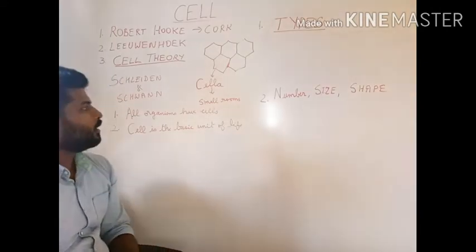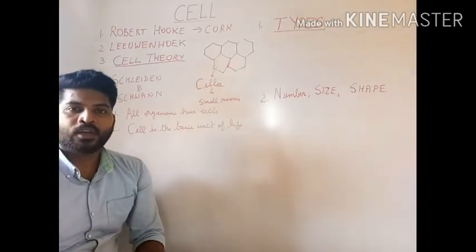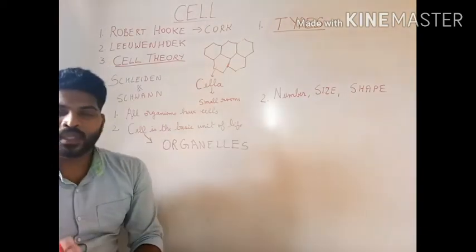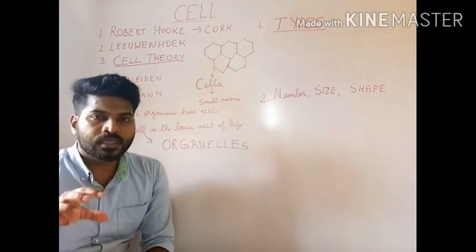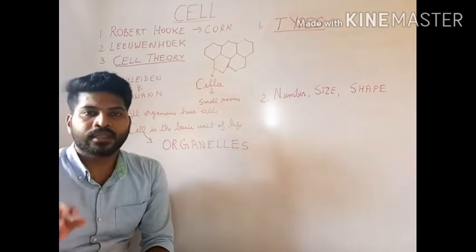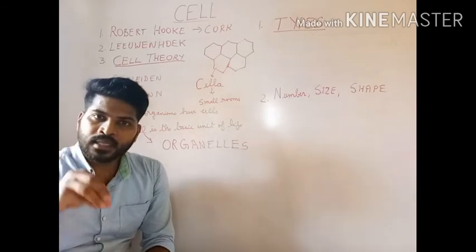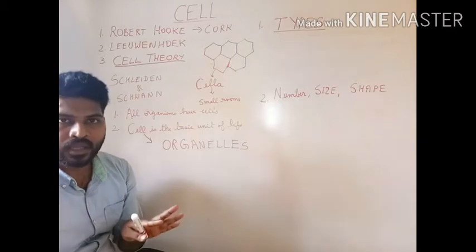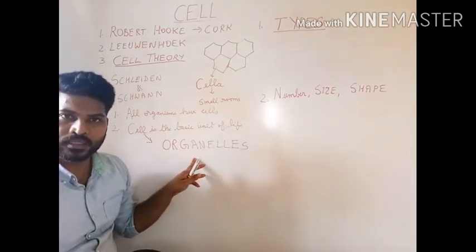Now, inside the cell, there are what are called organelles. With the help of an advanced microscope, when you see a cell, you will see that there are small structures present inside the cell. These structures are living, and they are what are called organelles.